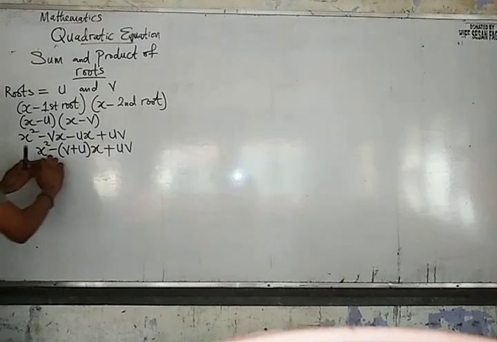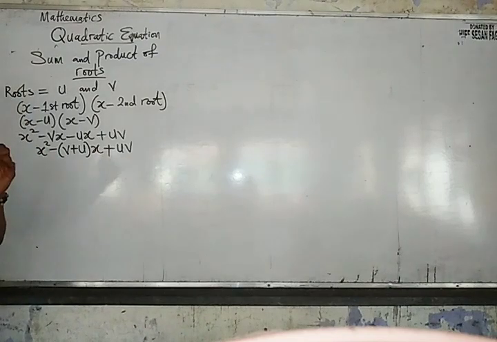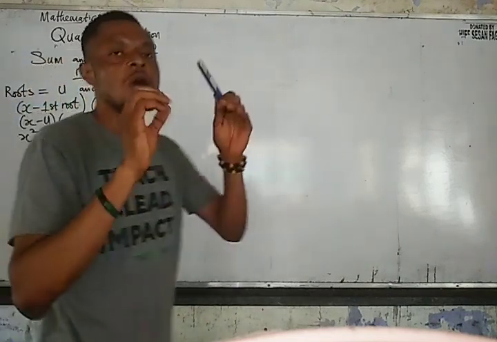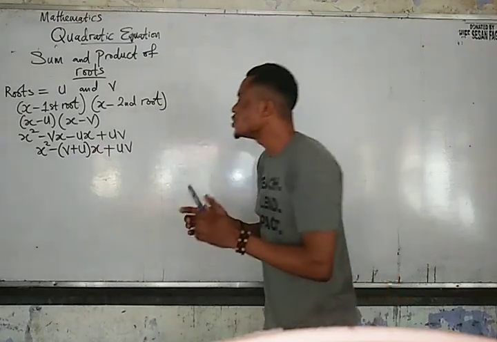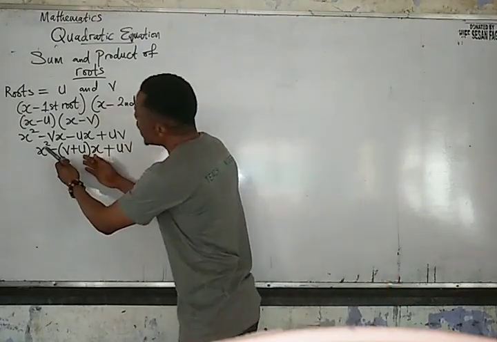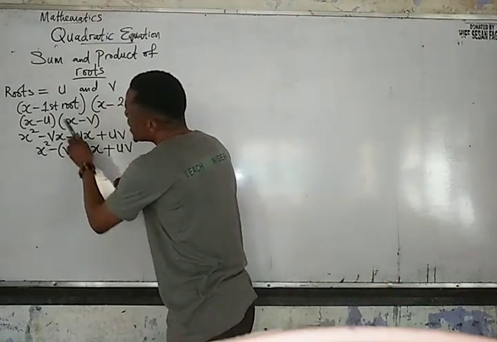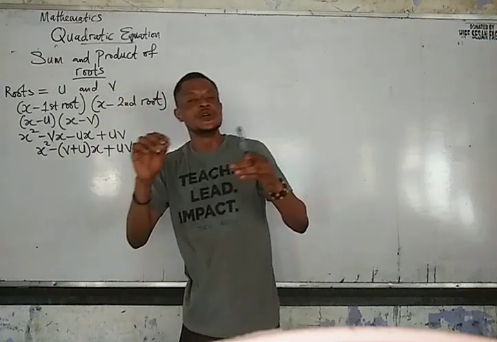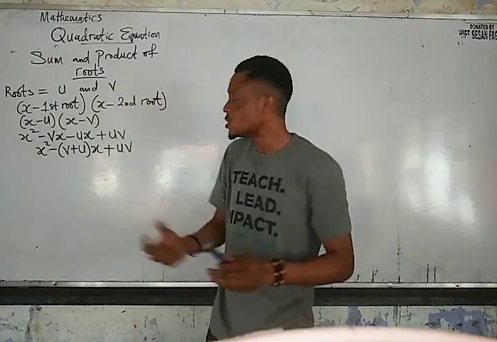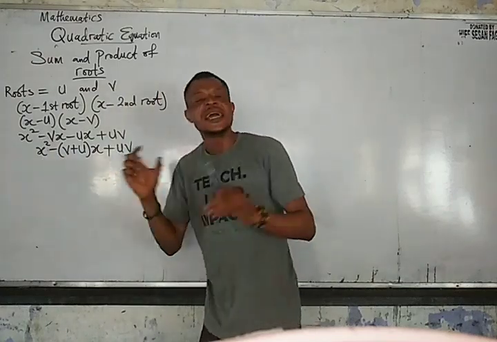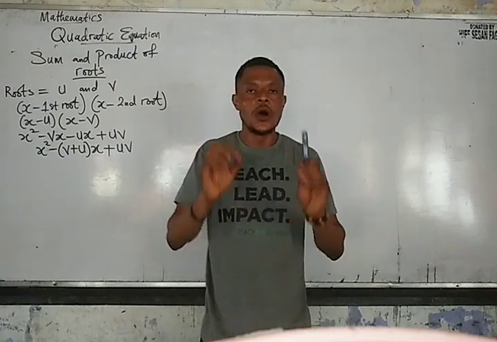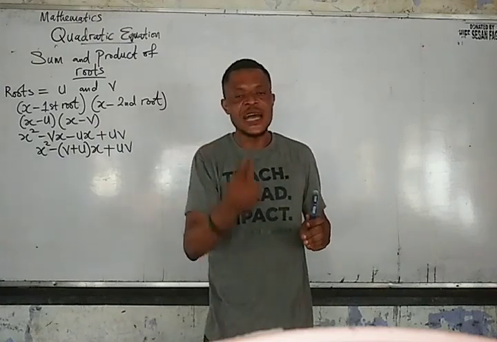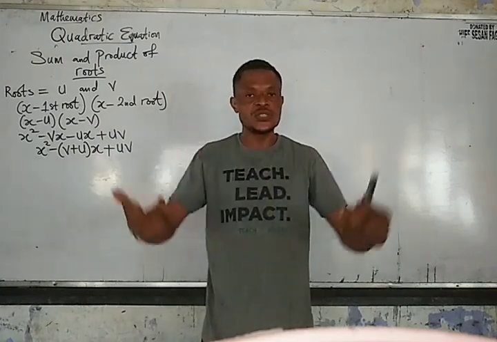This is giving us the structure of the sum and product of a quadratic equation. That means the value that is here is the sum of the roots of a quadratic equation, and our constant is the product of the roots of the quadratic equation, which we will eventually find.